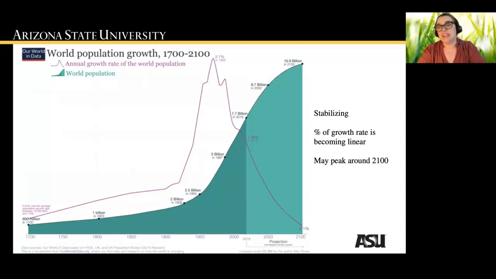And what they believe is by 2100, we should start to see a plateau, and that we will start to reach our carrying capacity, which we'll talk about in a few minutes. As we reach that plateau, our growth rate will become linear.